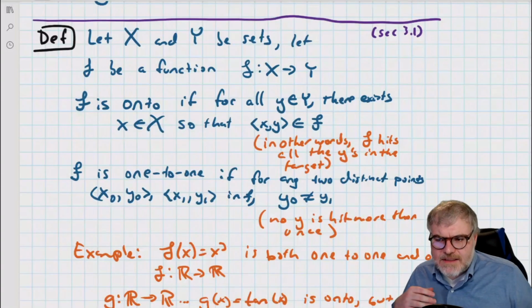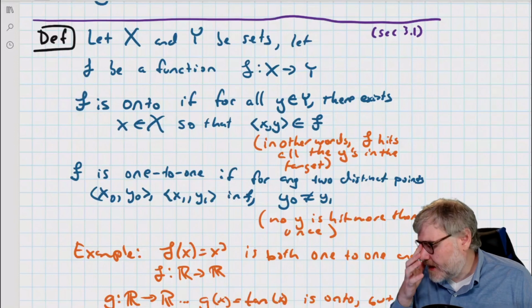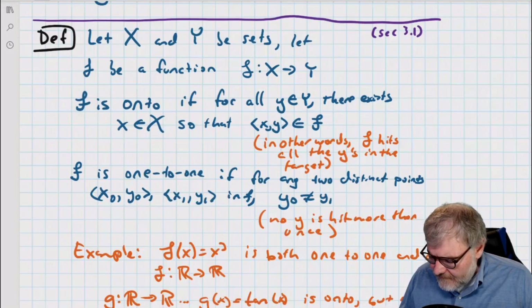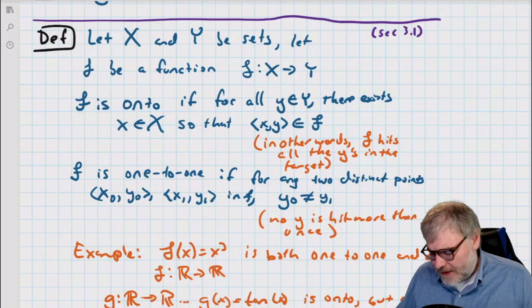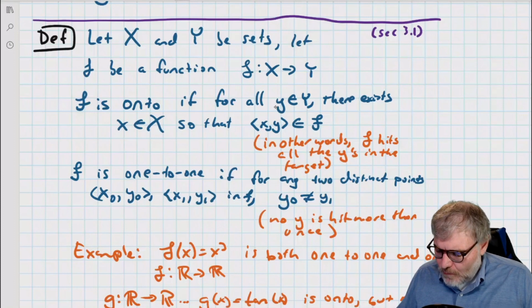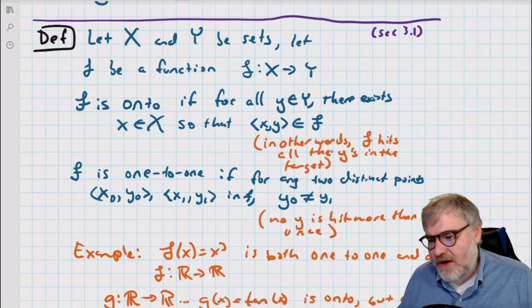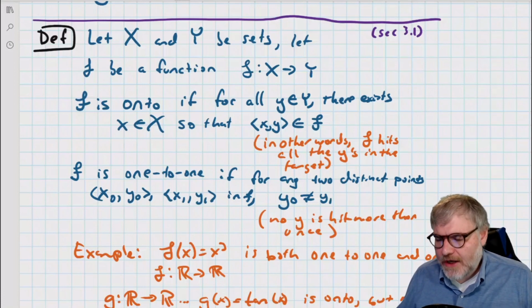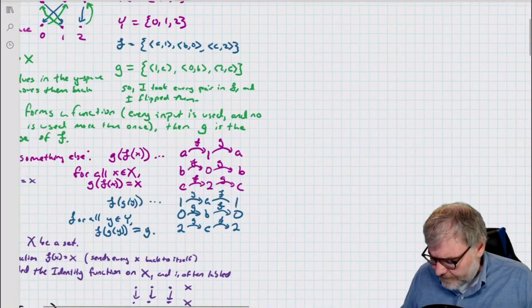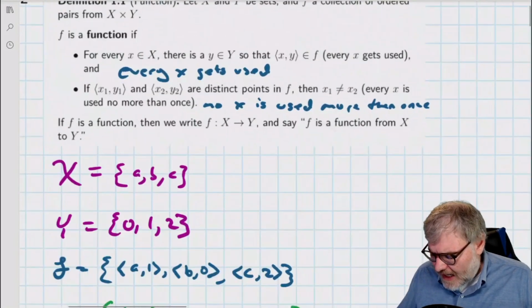Now, this property that you're seeing here has a name. Okay, there are 2 of them. So if I've got, let's let f be a function. f is onto if for any y there exists an x so that (x, y) is in f. In other words, f hits all the y's in the target, or every y gets used. Okay, so if we go back to our definition of a function, as you can see, this is analogous, right?